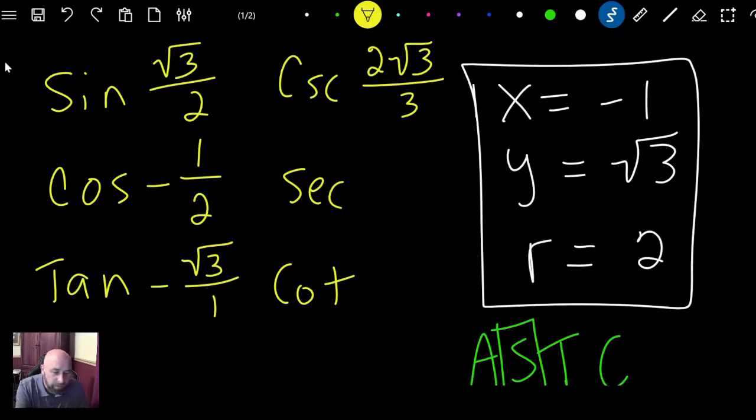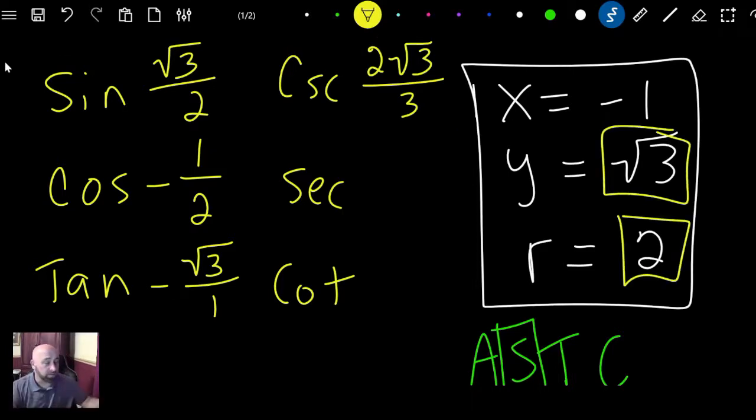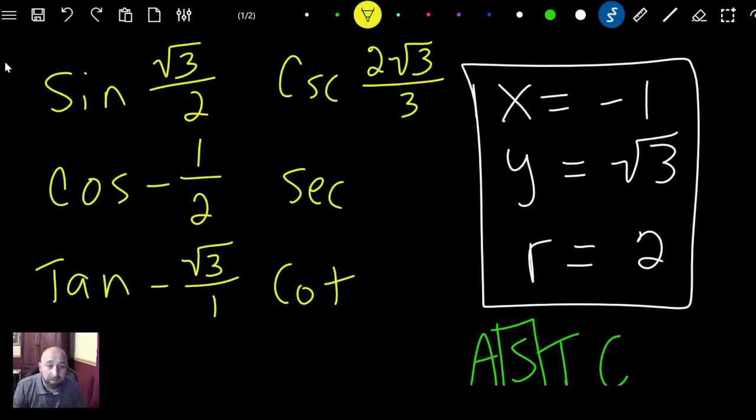That is positive because since sine is positive, cosecant is also positive. Why? Because the y is positive and the r is positive. So when you flip it, it doesn't change the positivity of it. It stays positive. Just like when you flip cosine to secant, it doesn't change the negativity. It stays negative. All right.